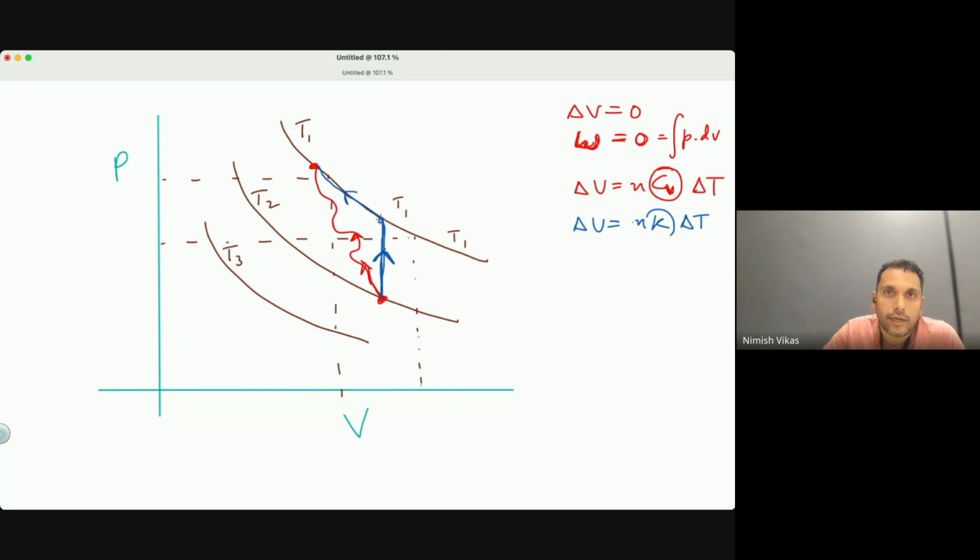Okay, and I'll ask you the easy one first. How much is the change in internal energy here? In the second path, that's 0. You guys just not told, right? Because there is no change in temperature from here to there. Any doubt?